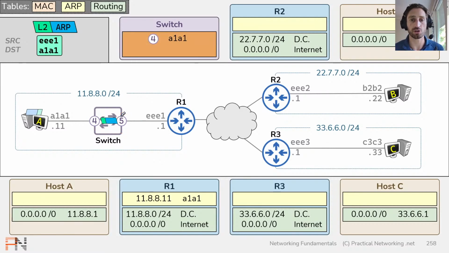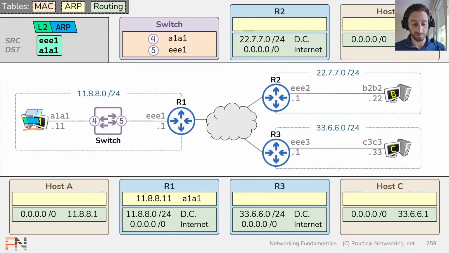This will allow the switch to do its learning action again. The switch will learn that it just received something on port 5 that had a source MAC address of EEE1. Now the switch will look at the destination MAC address. In this case, the destination MAC address is A1A1. The switch will consult its MAC address table, and it'll determine that the MAC address A1A1 exists out port 4, and then this frame will be forwarded out port 4, where finally host A will receive the response that it was looking for.